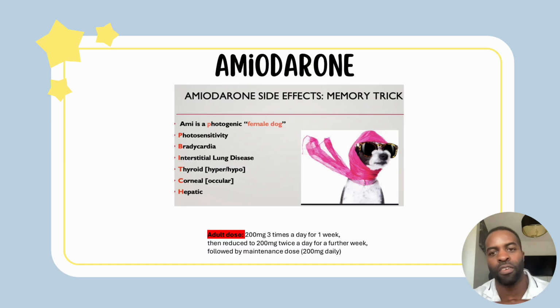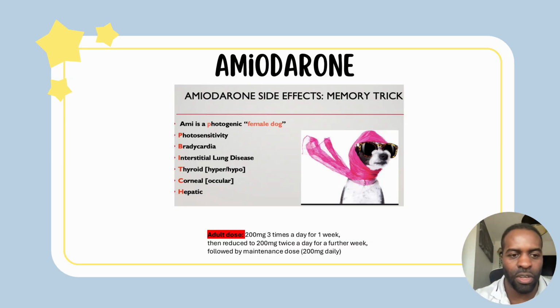Again, that could be tested in your GPhC exam. They may give you a set of blood results, and they may be asking you which drug is the likely cause of this patient having a low amount of thyroid hormones. In that case, it will be amiodarone. And then you have corneal ocular microdeposits, flashing, dashing lights at night, and then also hepatic problems.